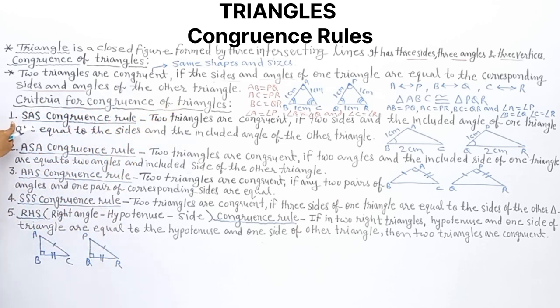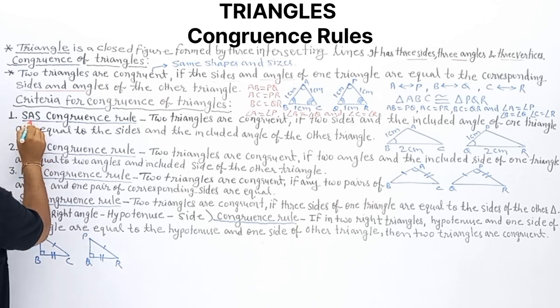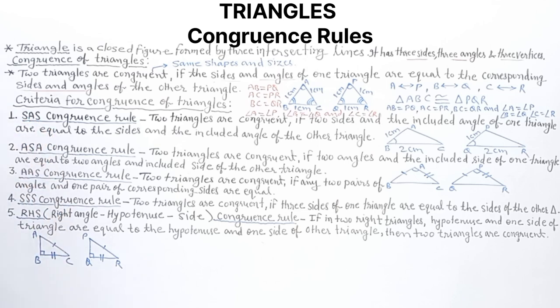Now the first one is the SAS congruence rule. Simple. What is S? Side, angle, side. What is the meaning of this one? This is the side, angle, side.